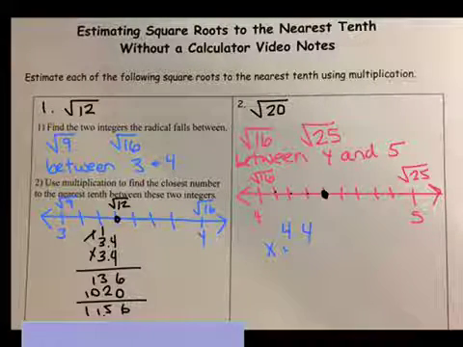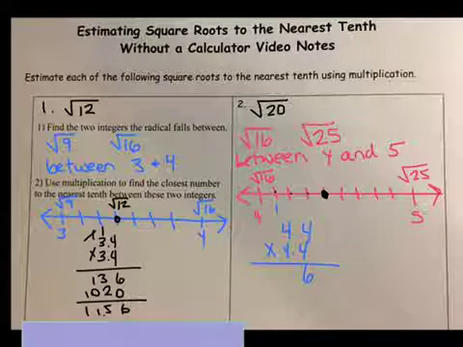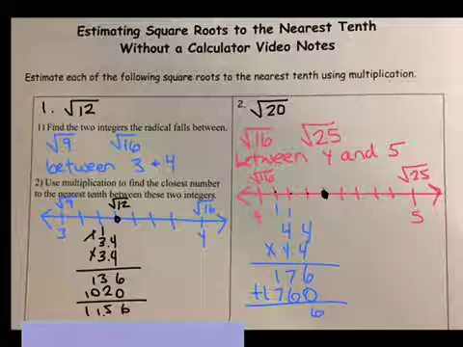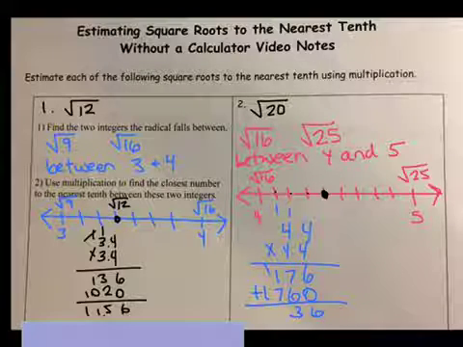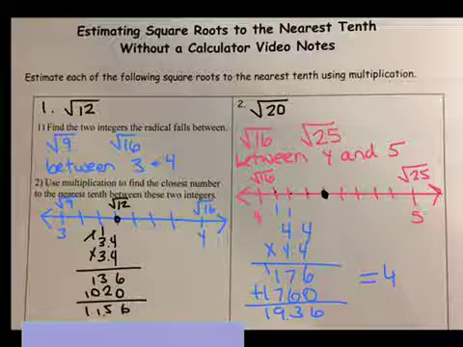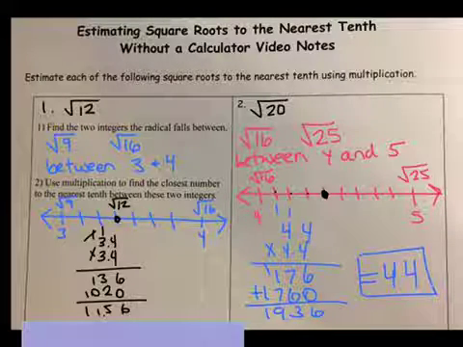So 4.4 times 4.4, for my answer, I get 19.36, or 19 and 36 hundredths. So that's pretty close to the square root of 20. So again, I guess pretty good using my number line. So we can say it's approximately 4 and 4 tenths.